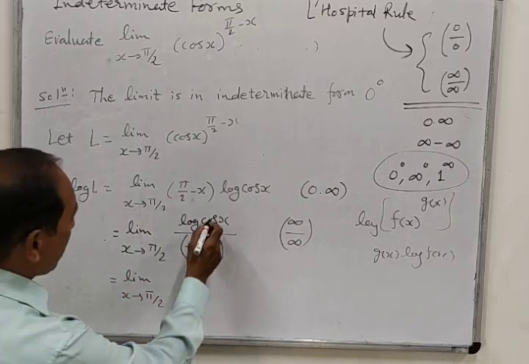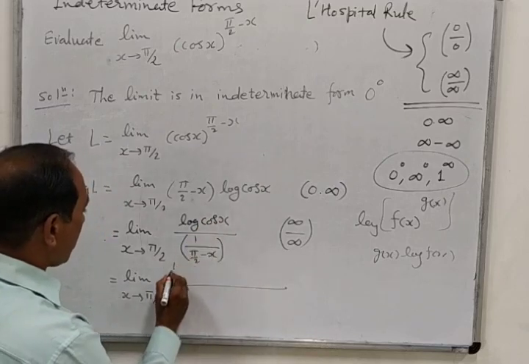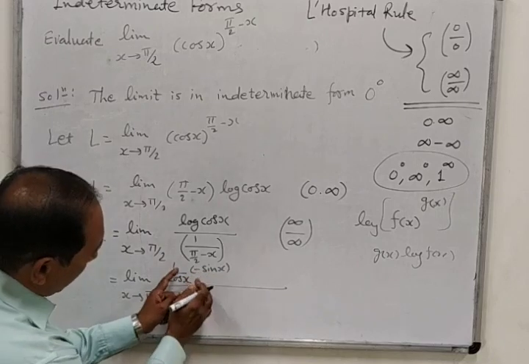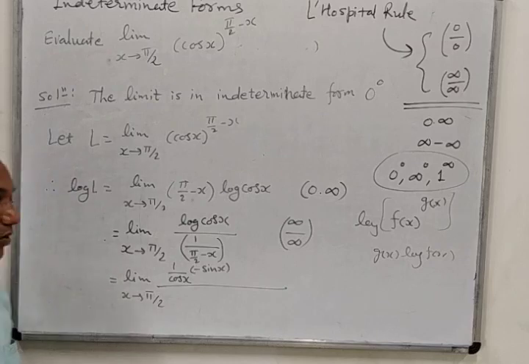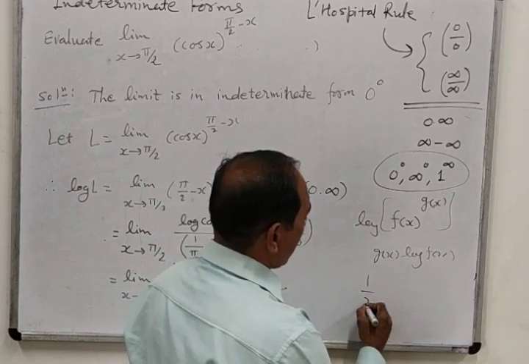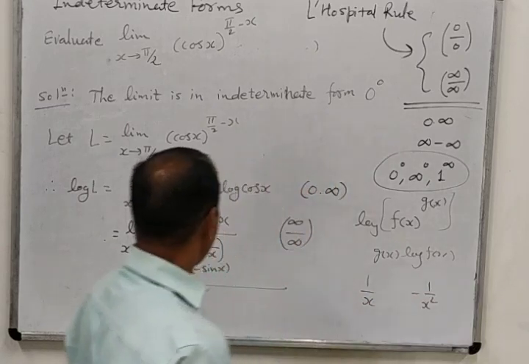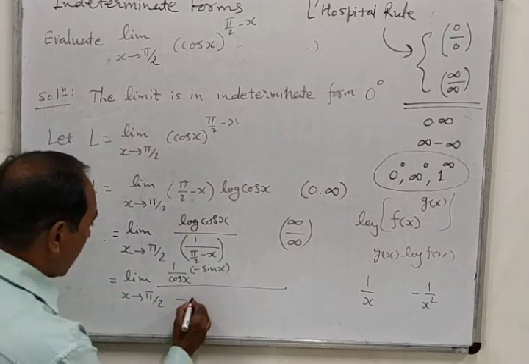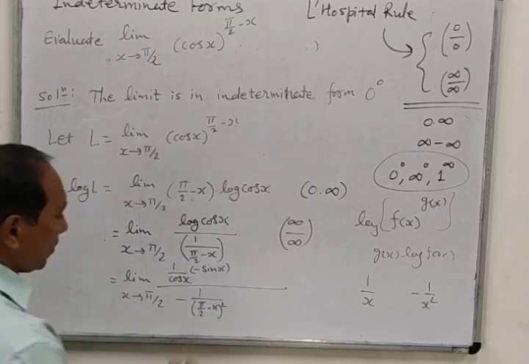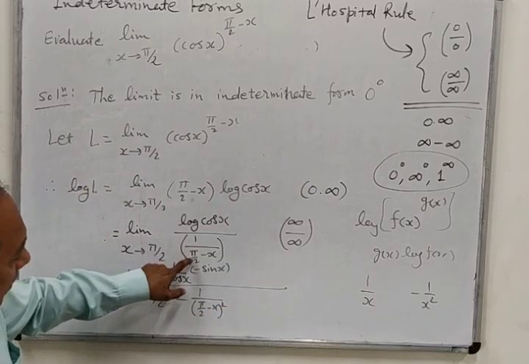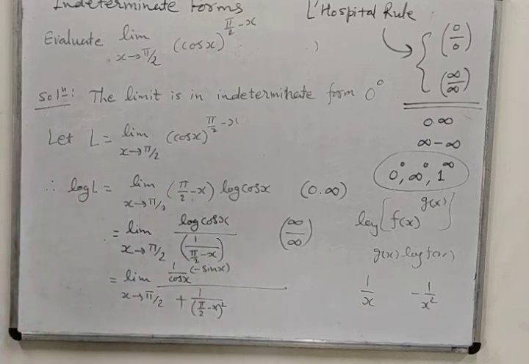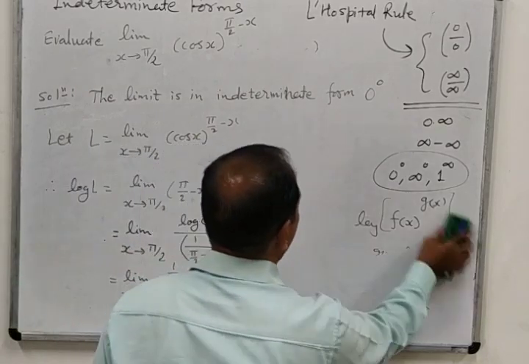As per L'Hopital rule, the derivative of log cos x is 1 upon cos x, and cos x has the derivative minus sin x. So minus sin x, that's why I have placed this in brackets. And the derivative of 1 upon pi by 2 minus x: you know that the derivative of 1 upon x is minus 1 upon x squared. So its derivative will be 1 upon (pi by 2 minus x) whole square. And again the derivative of pi by 2 minus x: pi by 2 has derivative 0, and minus x has derivative minus 1. So it will become plus.